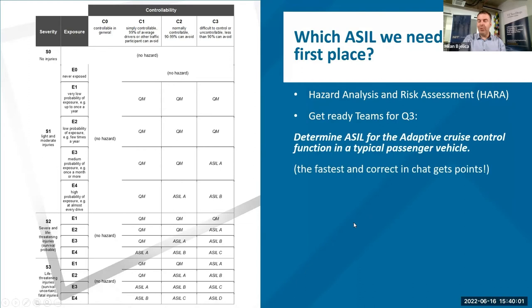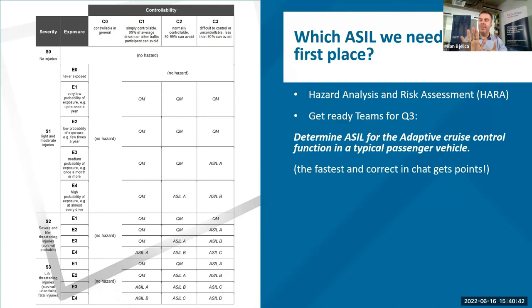We will select one of the typical functions we are all probably aware of. It's called the adaptive cruise control function in a typical passenger vehicle. We need to determine the ASIL level. To remind you, adaptive cruise control is a function usually used on highways that maintains the distance between you and the next vehicle ahead, and can brake automatically and keep the throttle. So it's a bit different from cruise control, which is just keeping the throttle. You still steer, but the throttle is being kept.